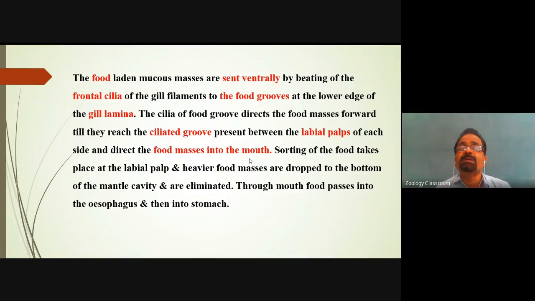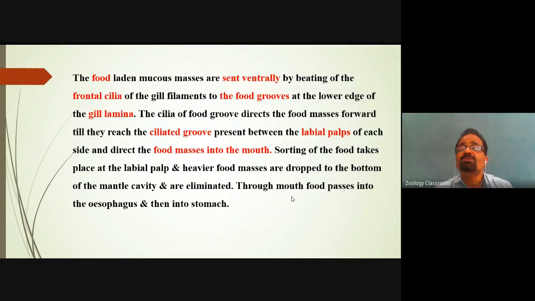मगाशी सांगितलं मी की labial palps are also ciliated, and this cilia directs this food towards the mouth. The sorting of food takes place at the labial palp. आता मगाशी मी सांगितलं की सेन्सरी, whether it is palatable or not, whether it is suitable or not, whether it is fine or not, only that food is allowed to enter into the mouth, and the heavier food masses are dropped to the bottom, to the mantle cavity, and are eliminated.